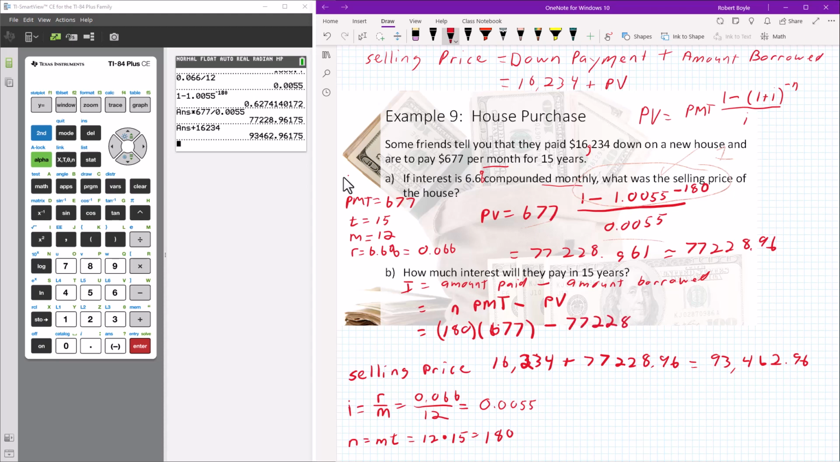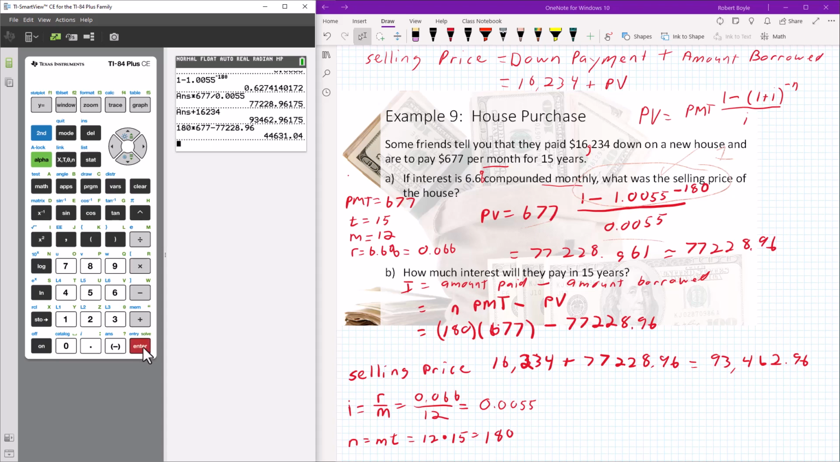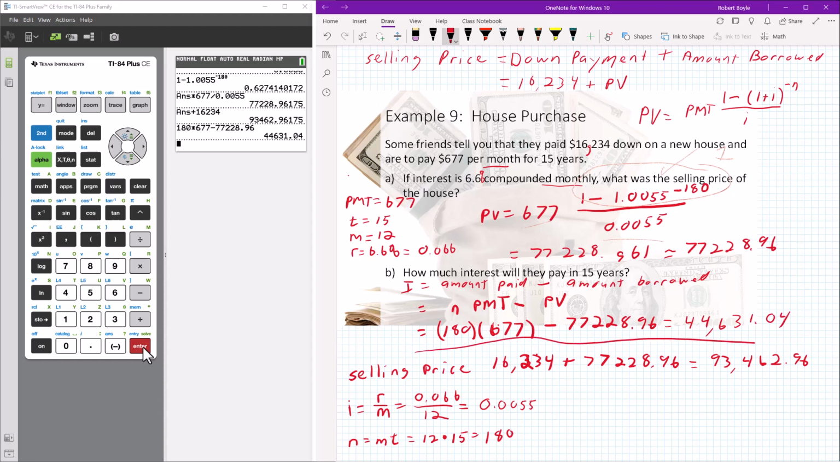77,228.96. And when you do that computation, you will have 180 times 677 minus 77,228.96, and the interest will be $44,631.04. Right there.